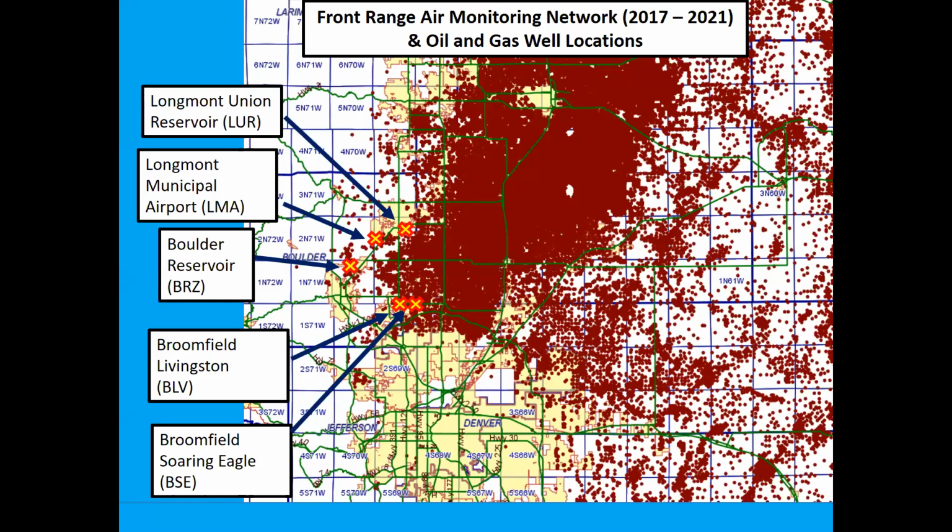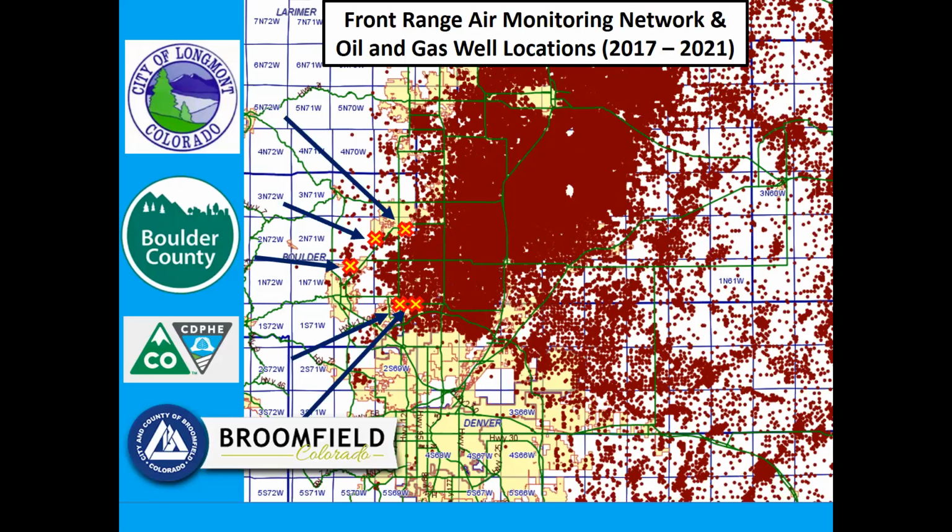So then over the last 4 years, a much more sophisticated network has been established. And I show that here with these stars. There's 5 of these continuous monitoring sites right now, and you can see how they relate to the oil and gas wells, which are all these dots here on this map. There's 2 in Longmont, 1 at the Boulder Reservoir, and 2 in Broomfield. And to show you who's paying for this, it's actually you, mostly through tax money, but it's funded by the city of Longmont, Boulder County, the CDPHE, and also the city and county of Broomfield.